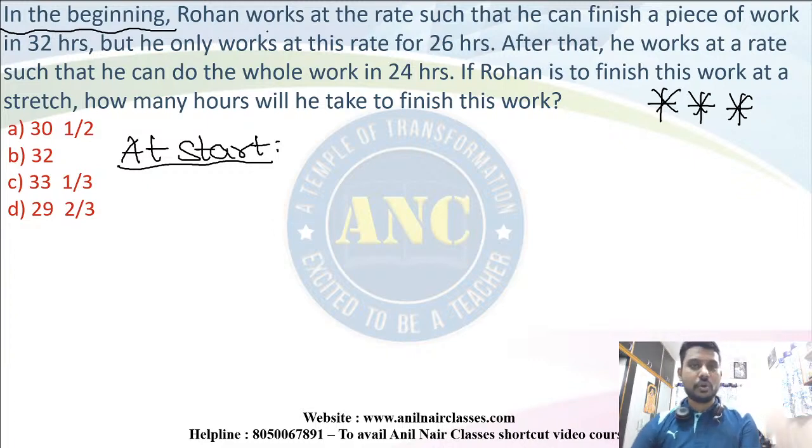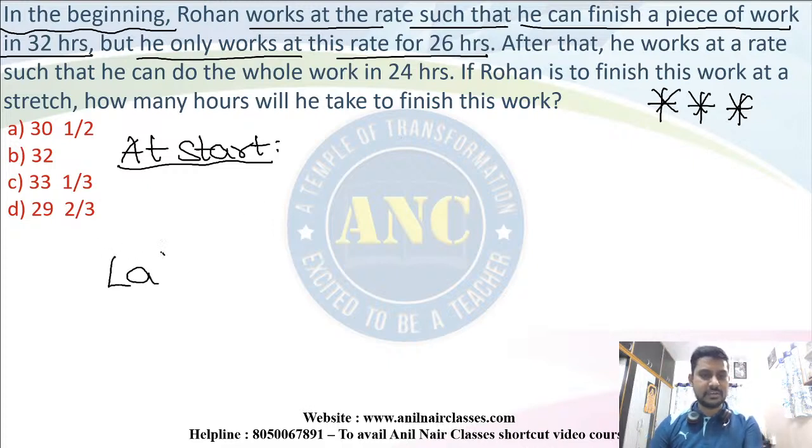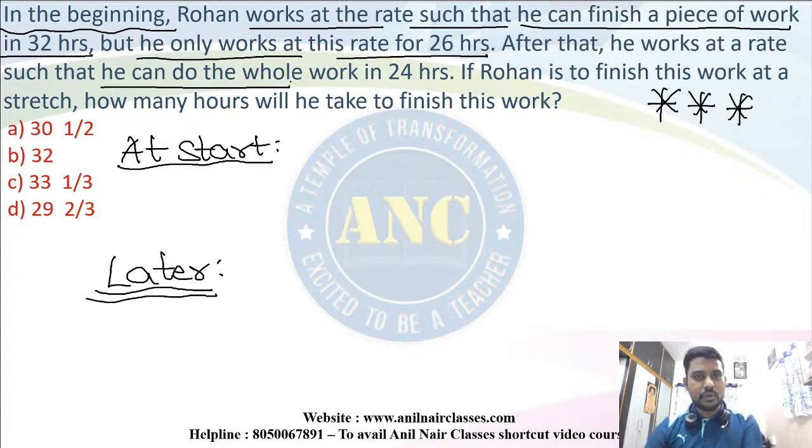In the beginning, Rohan works at a rate such that he can finish a piece of work in 32 hours. So he is working in such a way that he can finish some work in 32 hours, but he only works at this rate for the first 26 hours. That's the meaning. After that, it's a later scenario, some time later he changed. He works at a rate such that he can do the whole work in 24 hours.